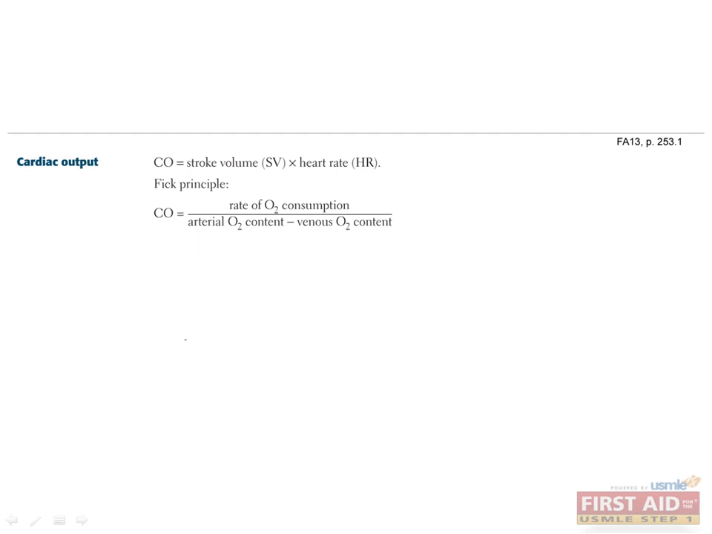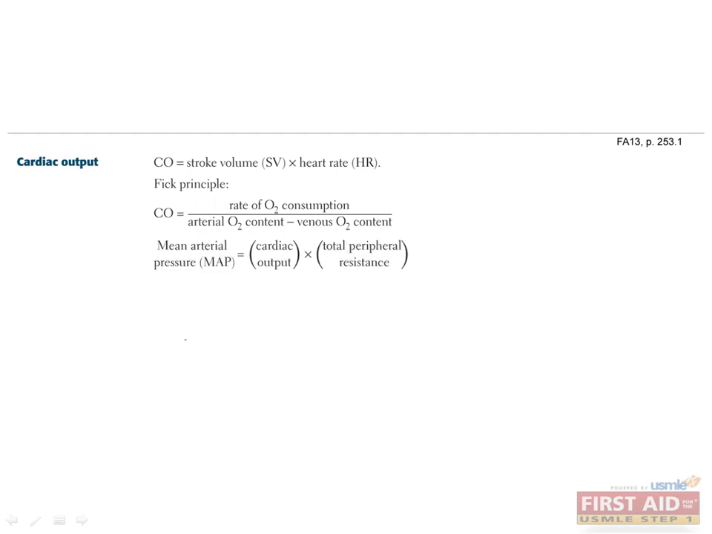The Fick principle is another way to calculate cardiac output. It can be indirectly calculated by measuring oxygen consumption and is based on the fact that oxygen is extracted from tissues at a rate proportional to blood flow. This is a formula you should know how to use and should be memorized.